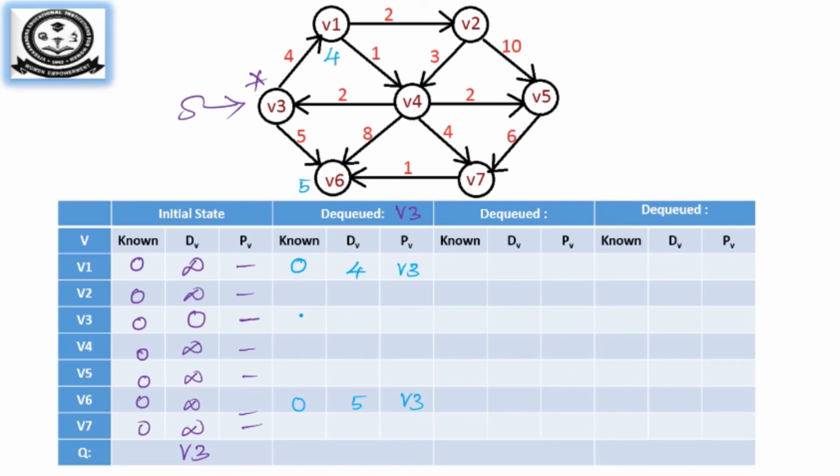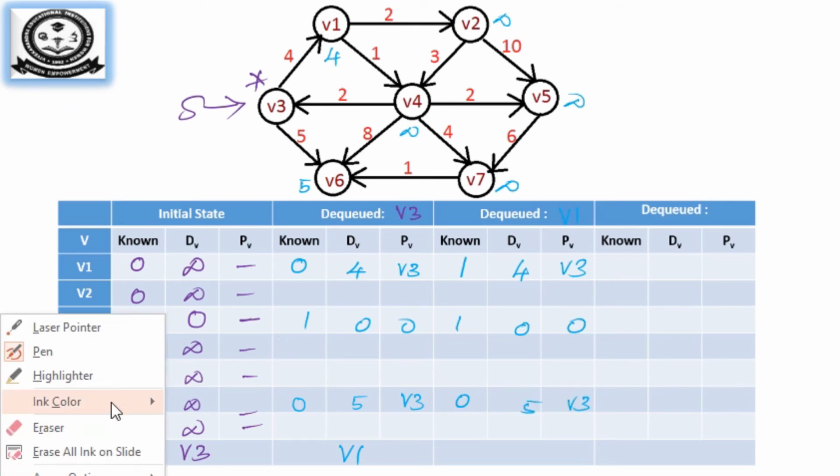Now we will make V1 as known vertex. So 1, 0, 0. So others are going to be the same. Now among this, which is having minimum, you can clearly see V1 is having minimum. So we will have V1. V1 is dequeued. So previously everything is infinite. So let me write it as infinite, infinite, infinite. So in the graph you can identify that it is infinite. So now V1 is made known vertex. So 1, 4, V3. Already V3 is made 1. So you have 0, 5, V3 over here.